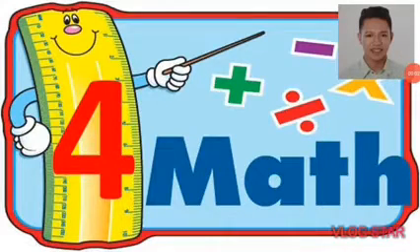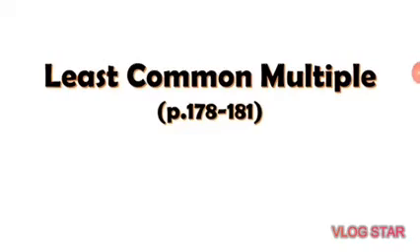Hello class, good afternoon. So our topic for today is least common multiple. There are two ways in finding the least common multiple of two or more numbers. That is by using the listing method and using the prime factorization.